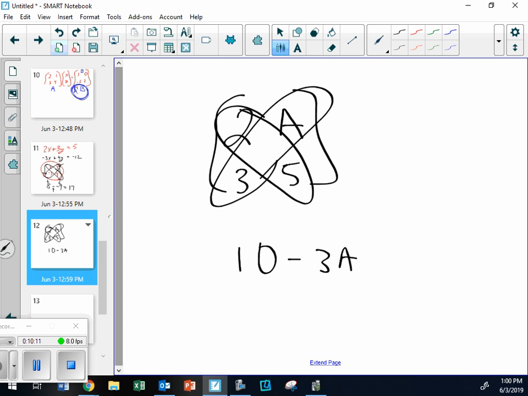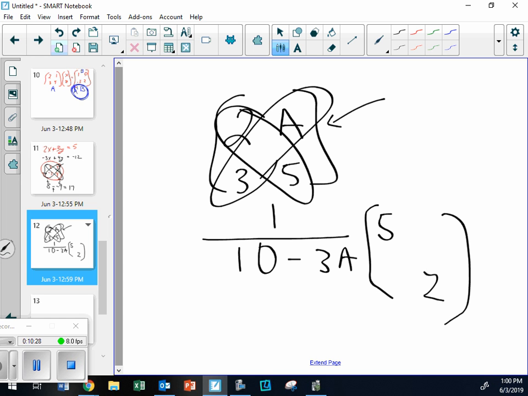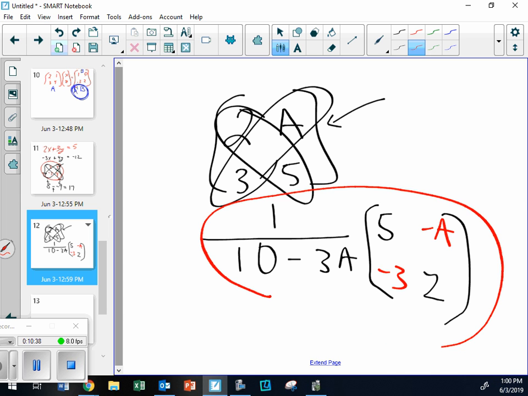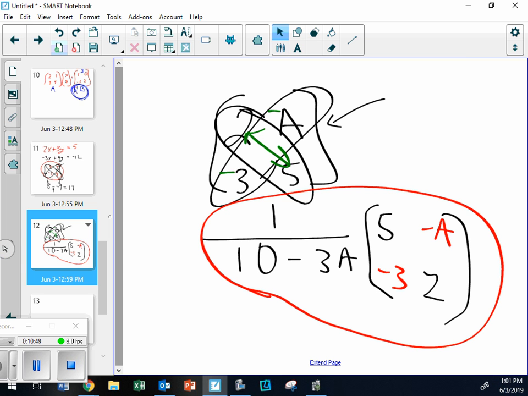So what would you do again? Well, you go 1 over the determinant times, is it just these 4 numbers? No. You take the 2 and the 5, and do you remember what you do to those two? Switch them. And the other 2, you make them the what? The opposite. So this would be opposite A and opposite 3. That's your official way to get the inverse. You do 1 over the determinant times these 2 get switched, and these 2 got to be the opposite. Okay.